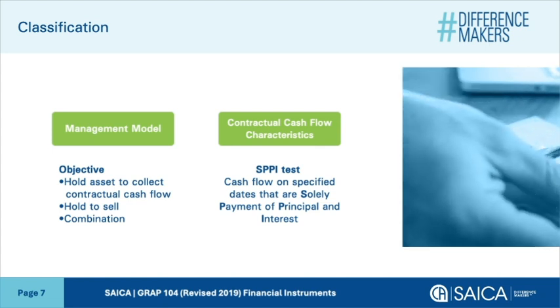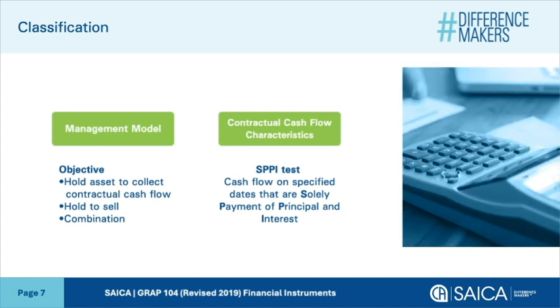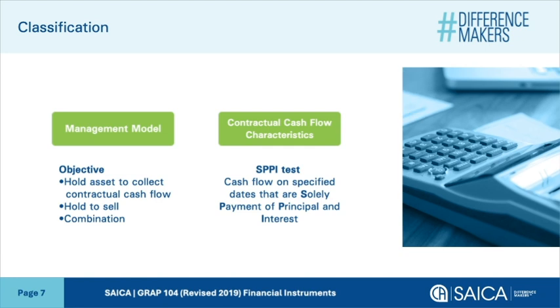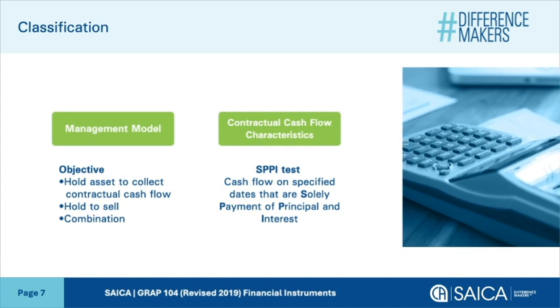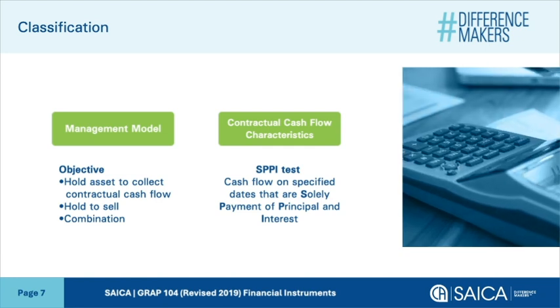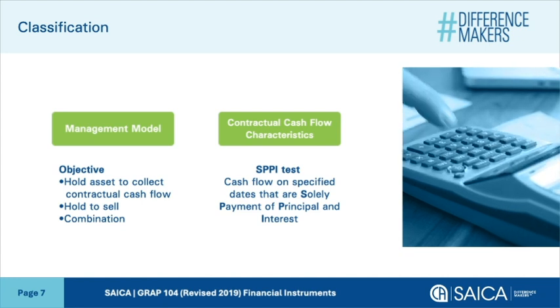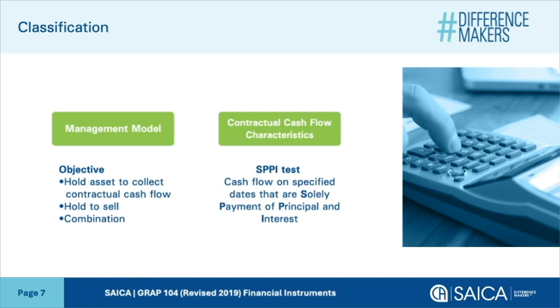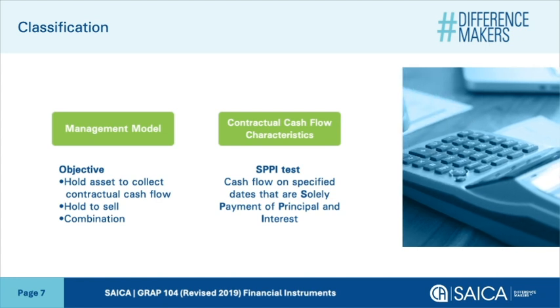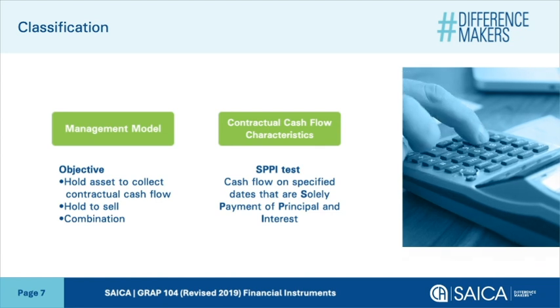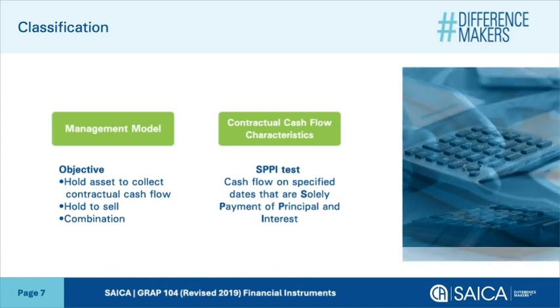For example, buying and selling shares for short-term profit-making, or perhaps a combination of the two. For example, hold to collect, and when the opportunity comes around, sell it. In this case, the objective is to collect contractual cash flows and sell financial assets. The frequency and the value of sales in financial assets are usually greater than those held to collect.